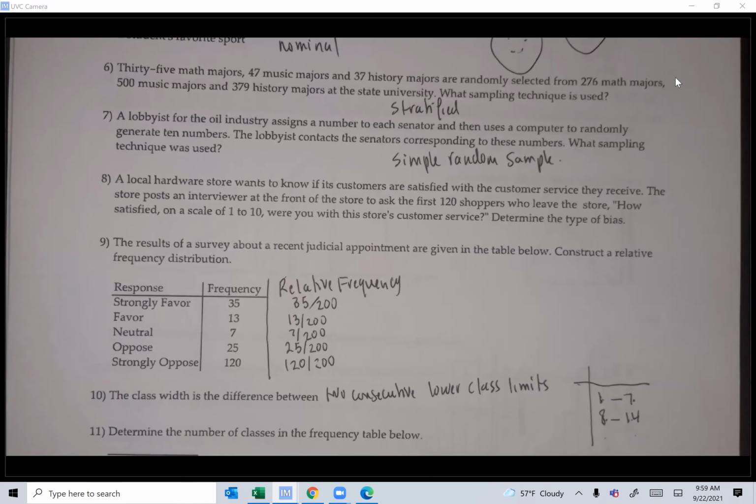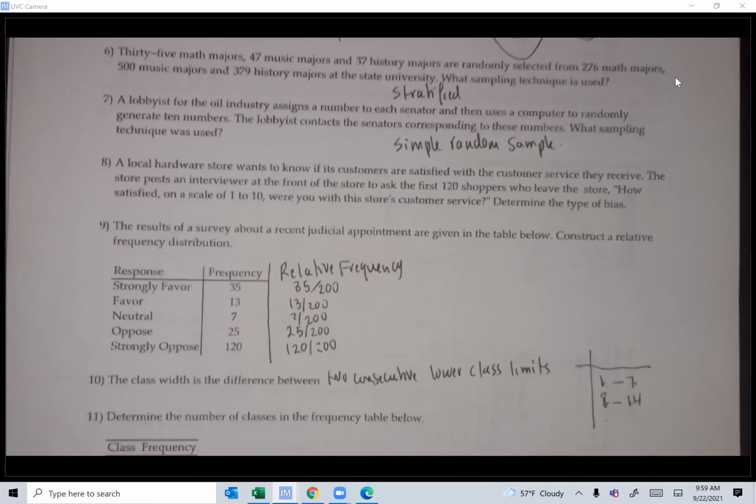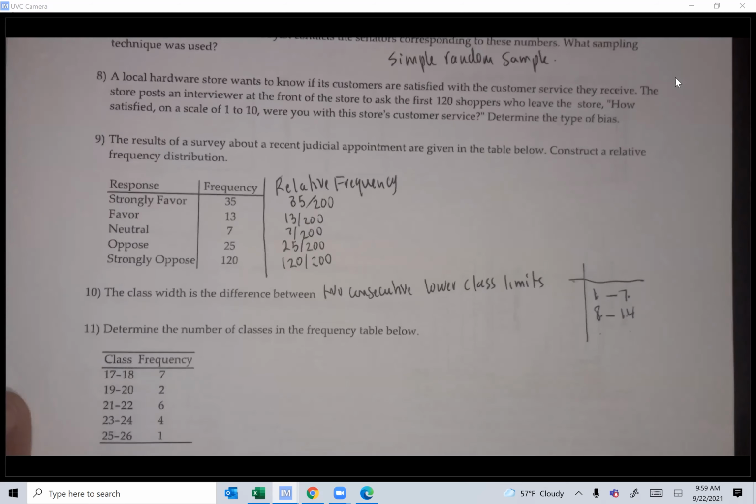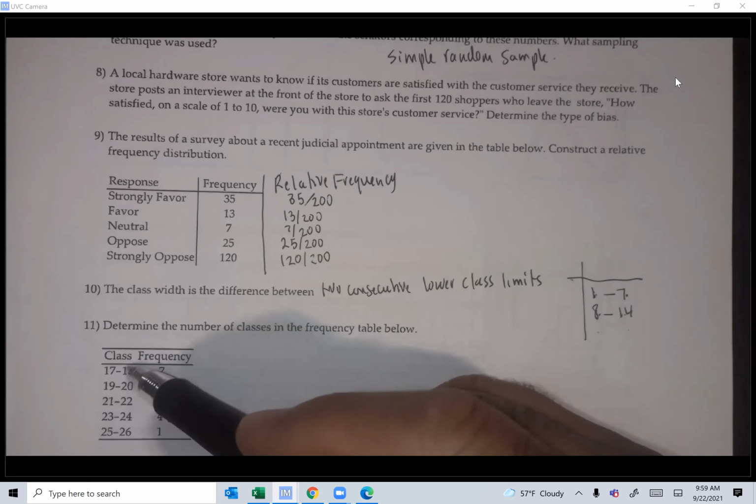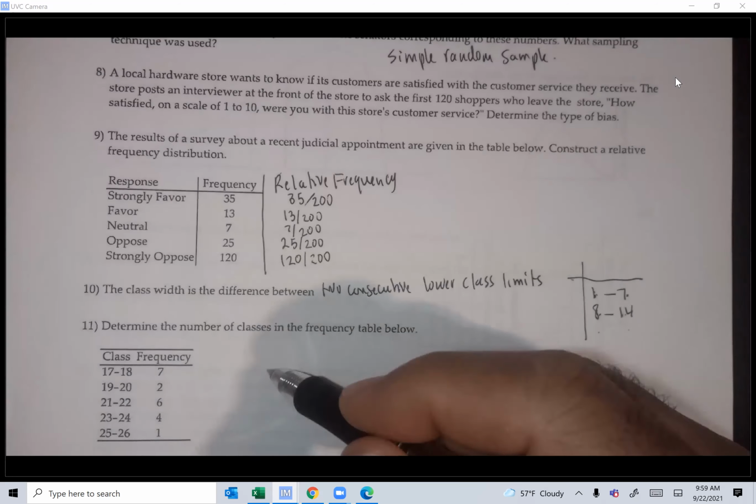Okay, number 11. Determine the number of classes in the frequency table below. 1, 2, 3, 4, 5, done.